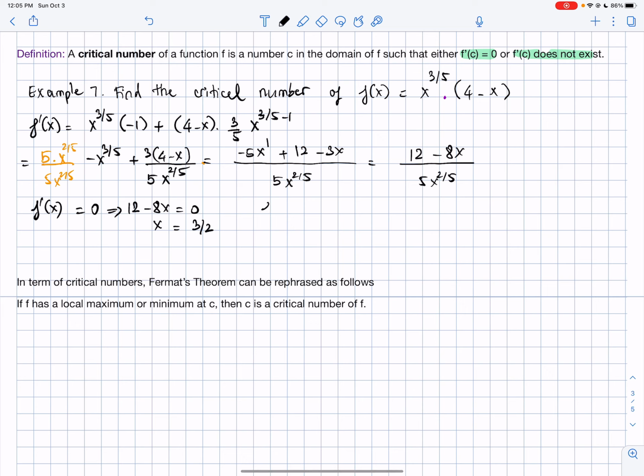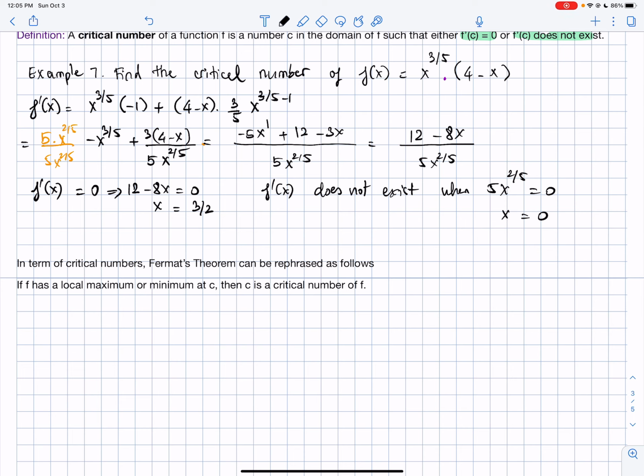And then f prime of x does not exist when the bottom, 5 times x to the 2 over 5, equals 0. That means that x has to be 0. So we have two critical numbers, 3 over 2 and 0.